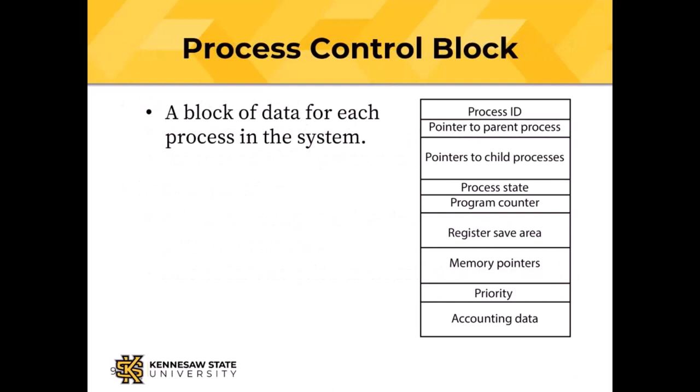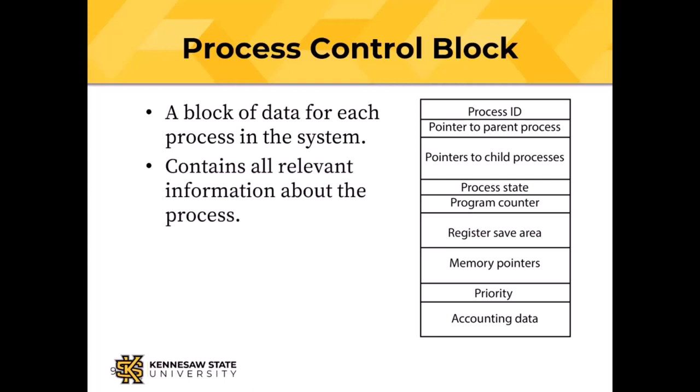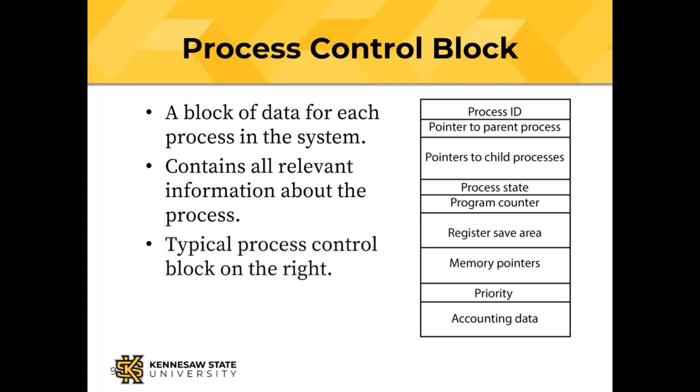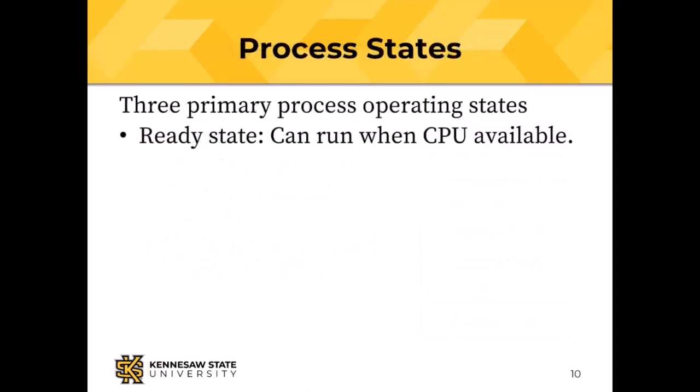So a process control block, and this is a sort of idealized one. It doesn't match any particular operating system, but it's a block of data for each process in the system. It has all the relevant information about the process. If you notice in the middle there, there's a place for the program counter, and then there's something called register save area. That is a place to store all the rest of the registers. Memory pointers store pointers into memory that has been allocated, and there are a bunch of other things there. So as I said, that's a typical one. It isn't specific to any one operating system.